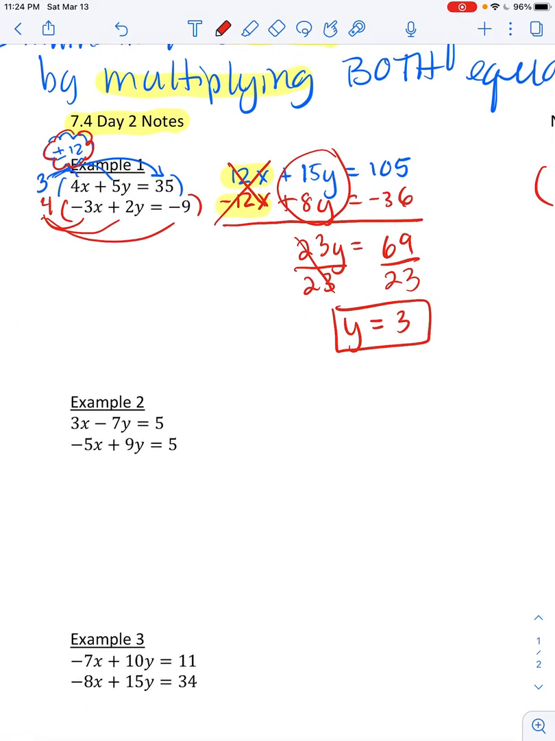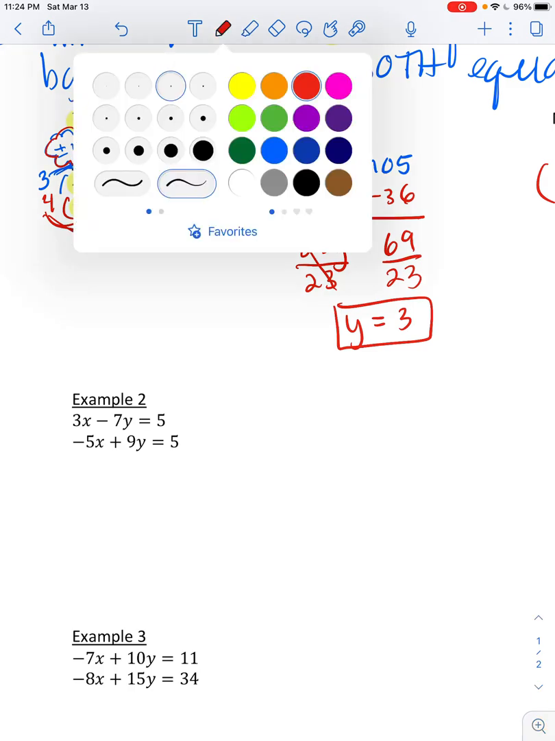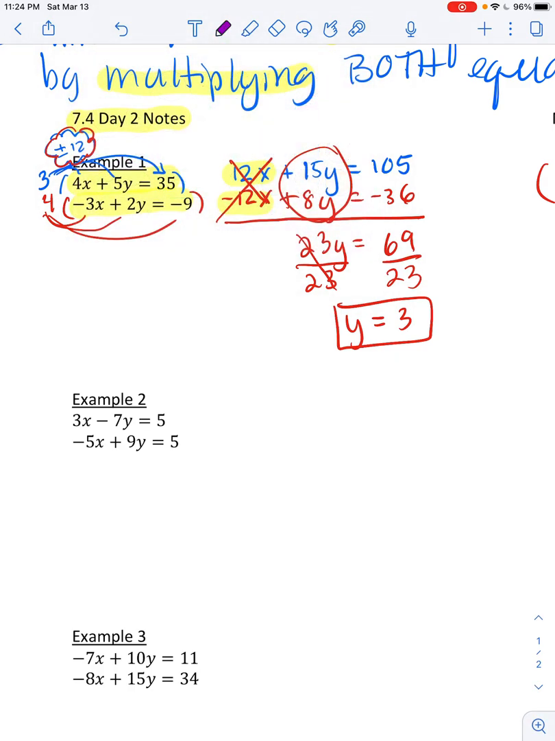Now I go back, and I always go back to my original problems before I distributed, because I want to use smaller numbers. I'm going to plug in my y equals 3. Even though the numbers in the bottom row are smaller, the top row doesn't have any negatives, so I would probably choose to plug it in there. So 4x plus 5, and then I got 3 for y, is supposed to equal 35. So that's 4x plus 15.